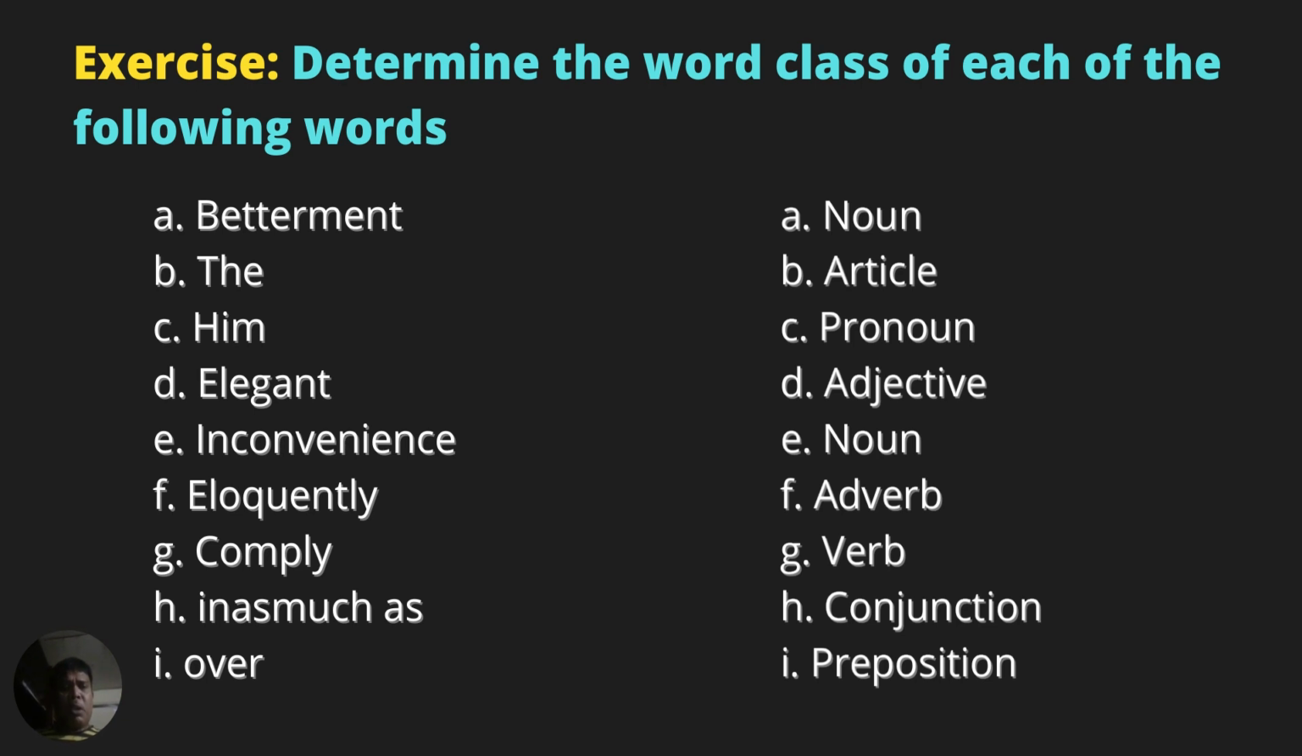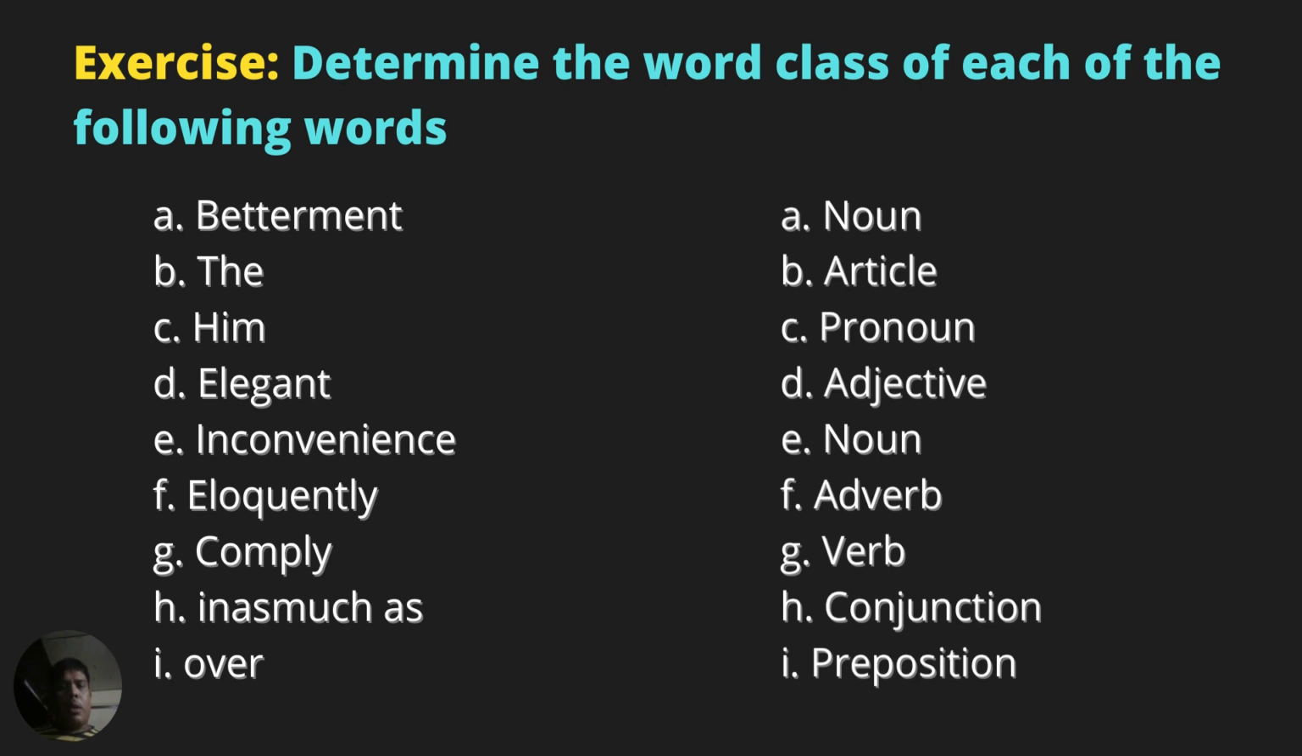The second one is "the." We suppose that we try to find the lexical functions from the dictionary. "The" is actually an article, and "the" is categorized as a function word. Him. What about "him"? Him is a pronoun, and pronoun also is a function word.